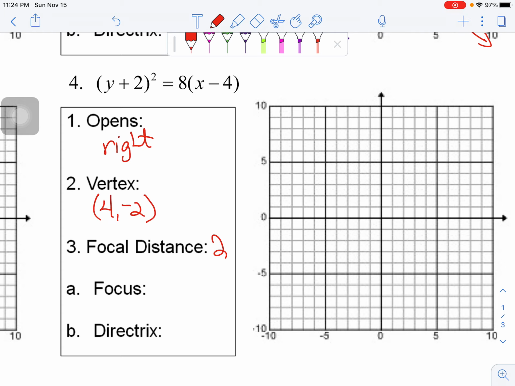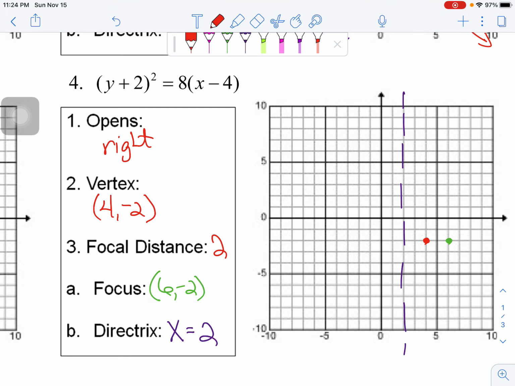So let's see. We've got 4, -2. I said this was opening to the right. So I'm going to go 2 units to the right for my focus. So that's going to be 6, -2. From the vertex, I'm going to move to the left 2 units. Okay, and that's going to be x is equal to 2.